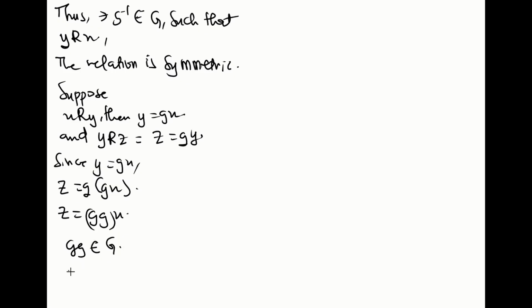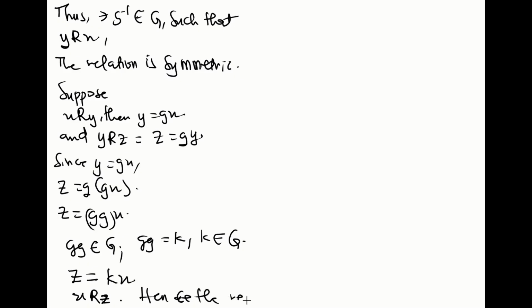Then we can see that our z is equal to, we can let our gg be equal to some k, where our k is in our G. We can also equally leave it this way, but just to make it simpler, this is our kx. And what does that mean? This means that our x relates to our z. Hence, we can see that the relation is transitive.